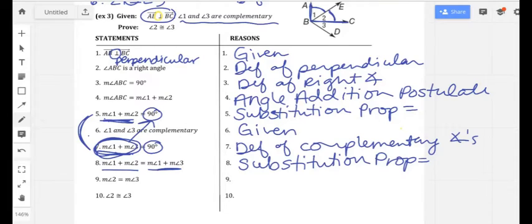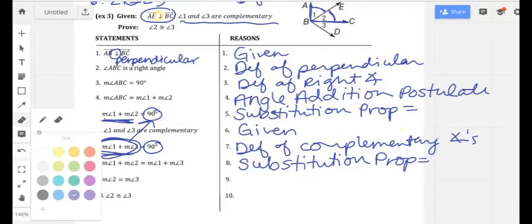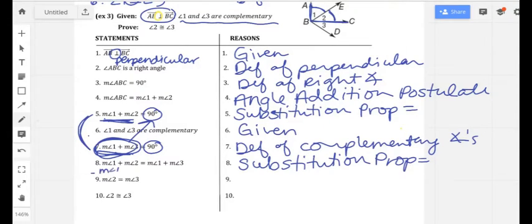Okay, now step 9. If you look from 8 to 9, something happened. Do we notice that angle 1 is gone? So we subtracted angle 1 from both sides, and that's what left us with angle 2 equals angle 3. So watch, this is what they did. We did minus measure of angle 1, minus measure of angle 1, gone. So we subtracted angle 1 from both sides. So that's the subtraction property of equality.